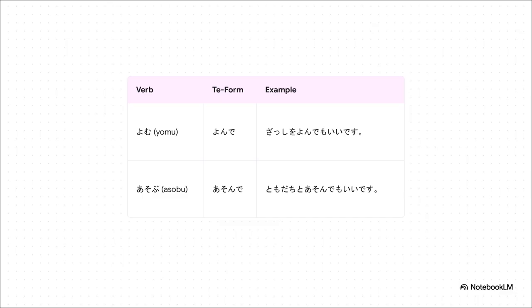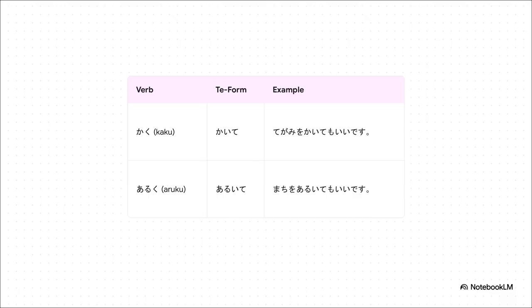Okay, on to our next group. Any verb that ends in mu, bu, or nu is going to change to de. Hear that de sound in there? N-D-E, de. So yomu, to read, becomes yonde, and asobu, to play, becomes asonde.